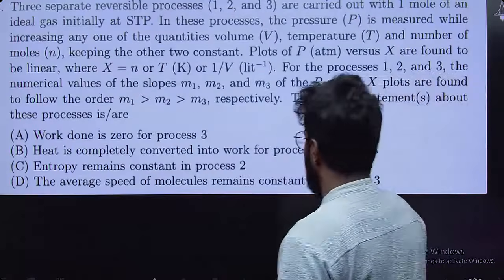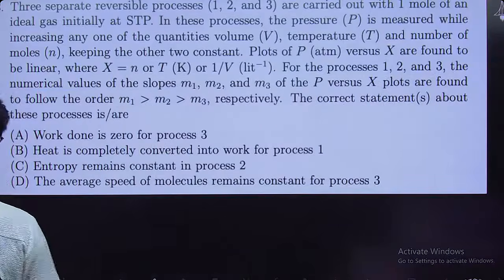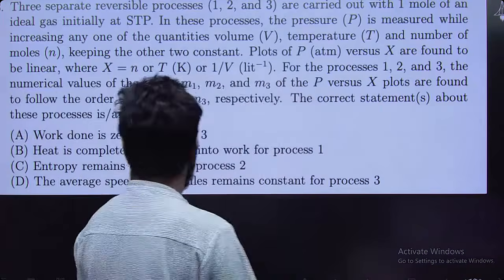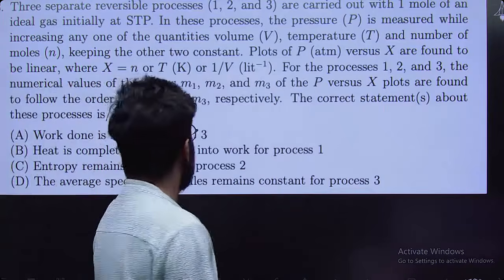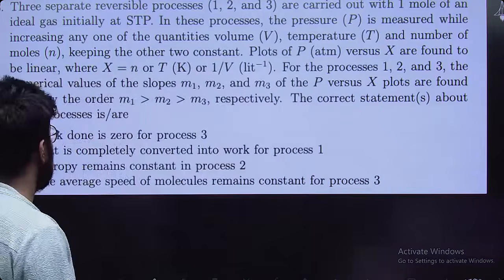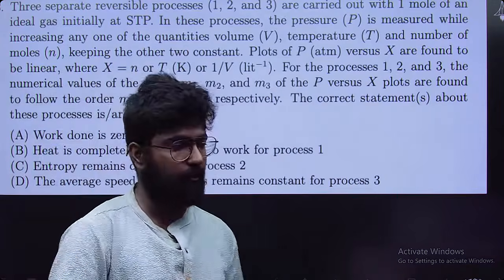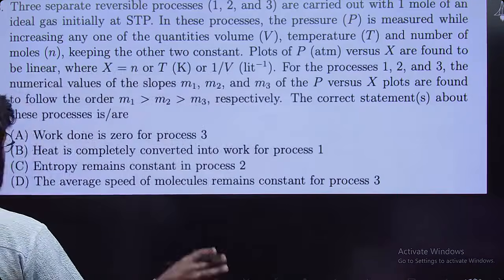Now moving on to this one. Now understand this. Three separate reversible processes 1, 2 and 3 are carried out with 1 mole of an ideal gas initially at STP. So three processes are there. In the process, the pressure P is measured while increasing any one of the quantities among volume, temperature and number of moles. So you have to see the variation of P as you increase the value of any of these three variables, keeping the other two constant, right?